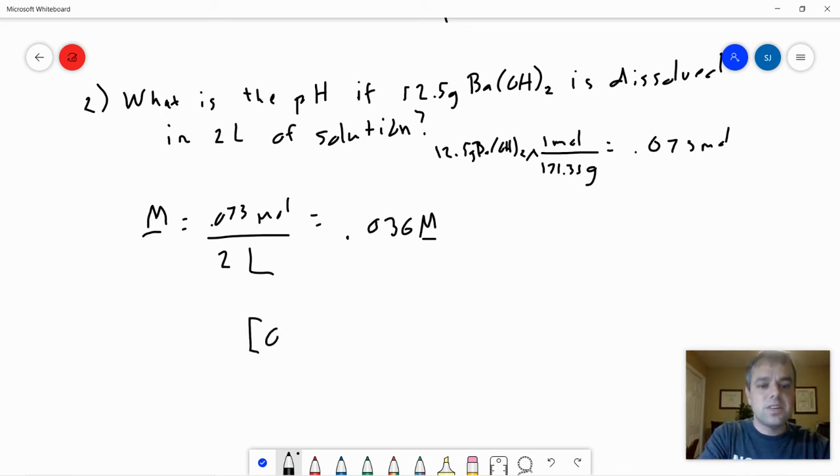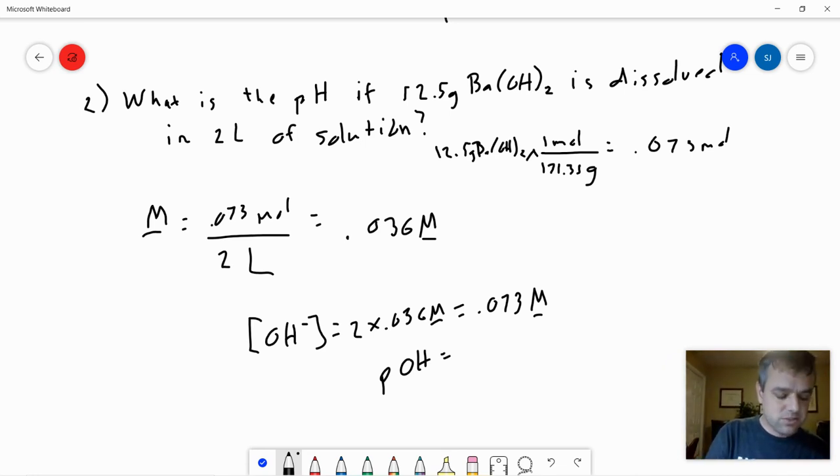Now the hydroxide concentration will equal double that, because barium hydroxide produces 2 hydroxides when it ionizes. So the hydroxide concentration is 0.073 molar. So this kind of puts us back to where we started. So the pOH equals the negative log of 0.073, which is 1.14. The pH is 14 minus 1.14, which is 12.86.